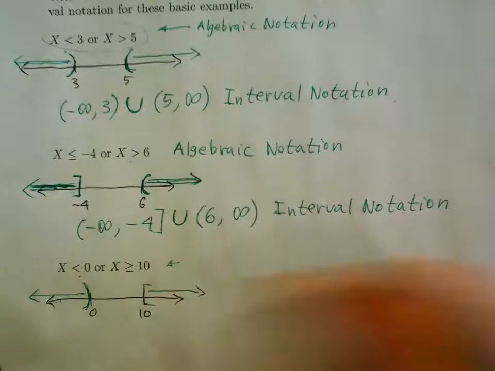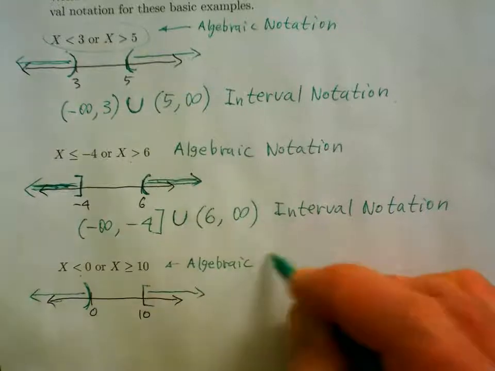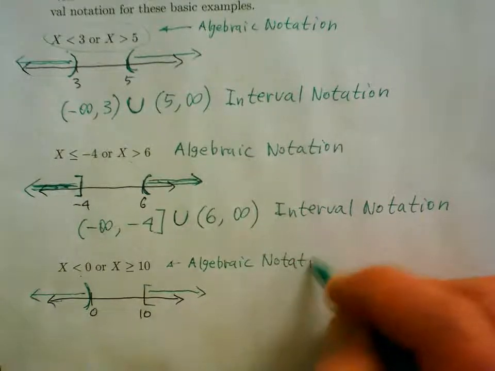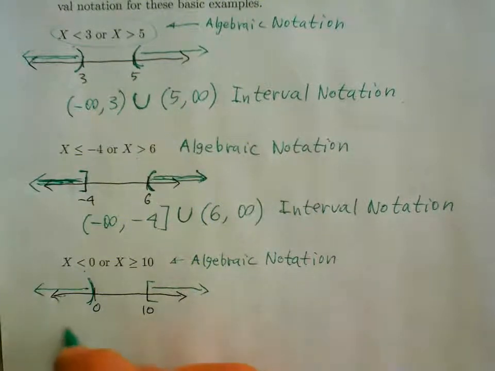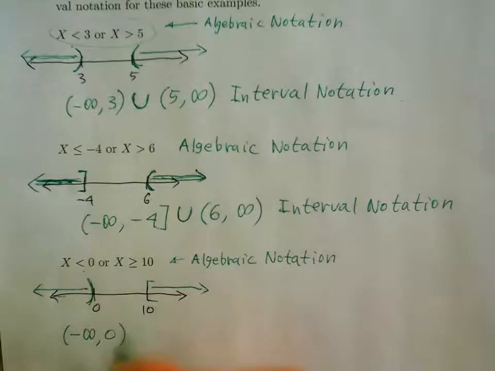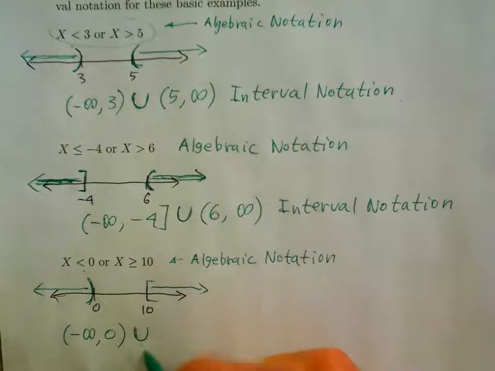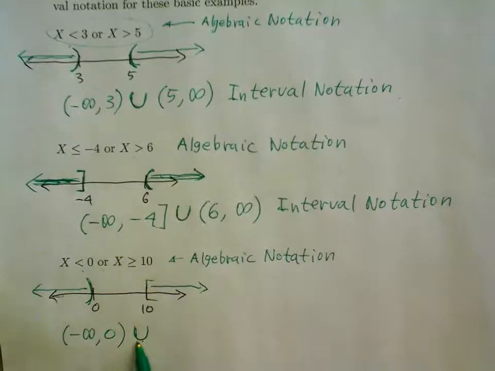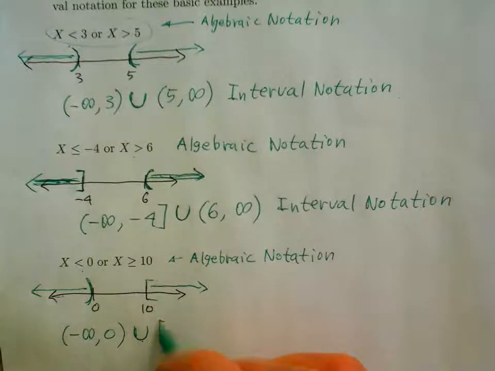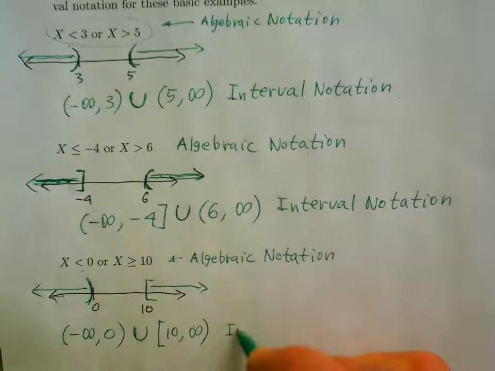And once again, we're starting out with the algebraic notation for this set of numbers. And then the interval notation, the left side is from negative infinity to 0, parenthesis. And then the union symbol, that corresponds to the word "or" in the compound inequality. The union with the set from 10 to infinity, including 10. So we put a bracket 10, comma, infinity. This is the interval notation.